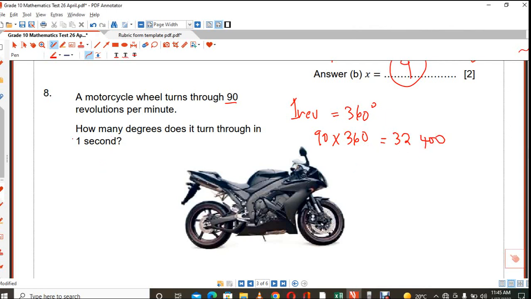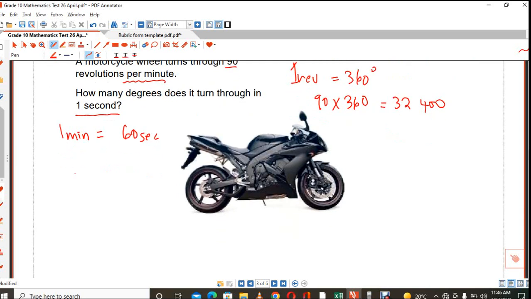The question is asking about 1 second. But we know 1 minute is equal to how many seconds? Okay. Are we good? Right. So I'm going to use a ratio method, or you can use this one if you want to. We say 1 second versus 60 seconds. Are you with me? So that's the time.